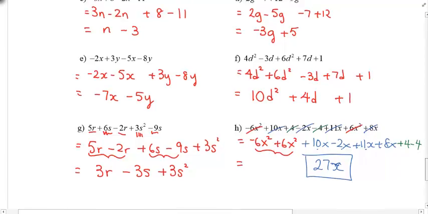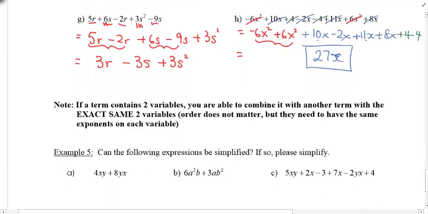Now, just one little note, one last thing, and then we're done for today. If a term contains two variables, you are able to combine it with another term with the exact same two variables. The order does not matter, but they need to have the same exponents on each variable. So what I'm saying is this: if I see xy and I see yx, they are actually like terms, even though the order is different. You can combine them together.